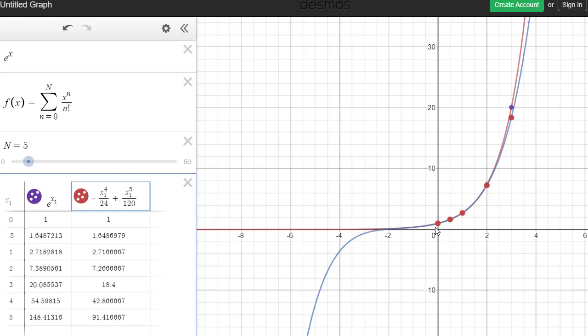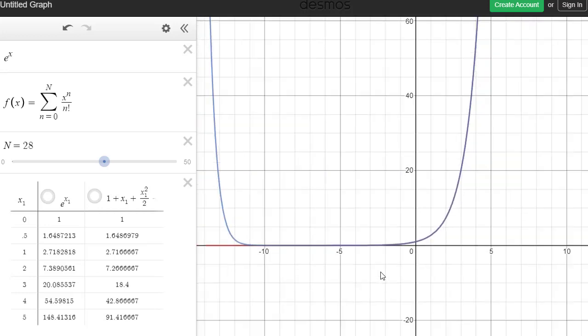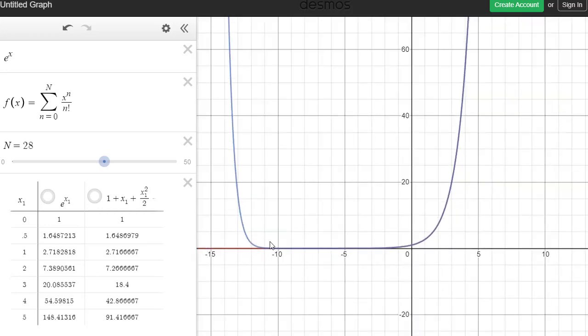Well, to get even more accurate, you can increase the degree of your polynomial. So I can actually take this up as high as I want, and the more terms I add, the more accurate my polynomial is going to be. Now you can see that at least in this window, my polynomial and e to the x are virtually indistinguishable. Okay, if I zoom out a little bit more, you could see that right out here around, looks like -11, my polynomial starts to do its own thing.